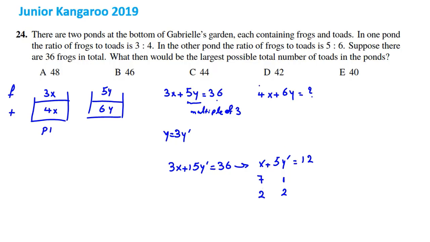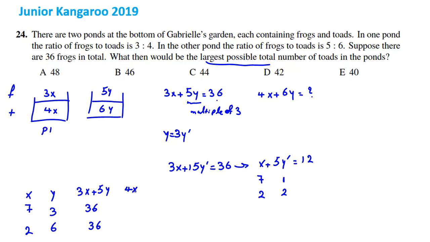Okay, let's consider, it says largest possible. So let's consider different cases. In the first case, x is 7, y prime is 1, so y is 3. If x is 2, y prime is 2, so y is 6. Now, 3x plus 5y, to make sure it's correct: 21 plus 15, 36. Next one, 6 plus 30, 36.